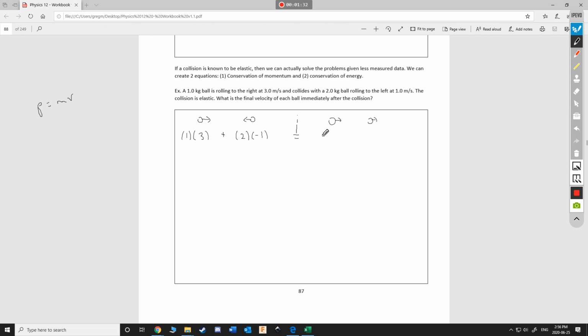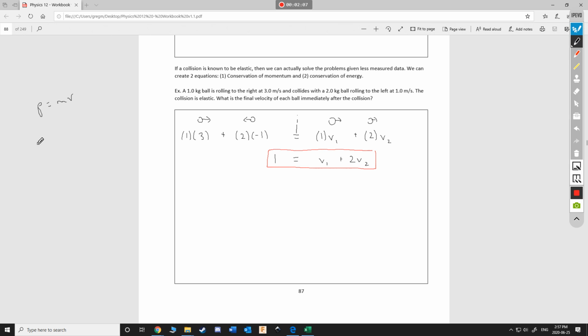Later on, it's still 1 kilogram, but we have some unknown velocity of that block, and we'll call that v1. And we still have that 2 kilogram ball, but it has some unknown velocity, v2. So right now we can't actually solve for a value. However, we can see that we get 3 plus negative 2, we get 1 is equal to v1 plus 2v2. So we have a linear equation.